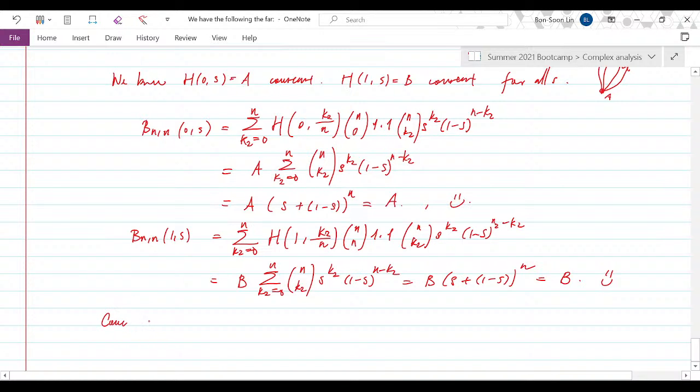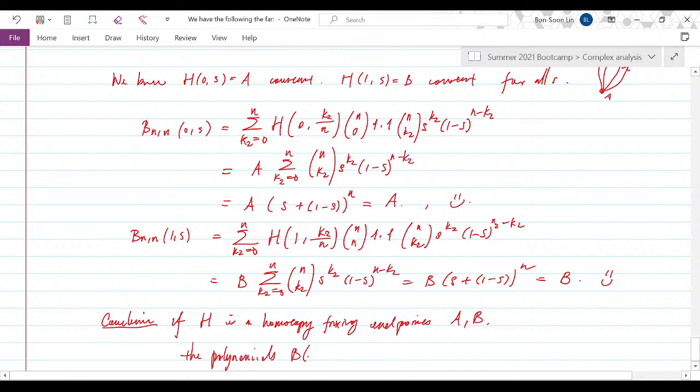Conclusion: if H is a homotopy fixing endpoints A and B, so will the polynomials B_n(X,Y) also fix A and B. Very, very neat. And they are polynomials.